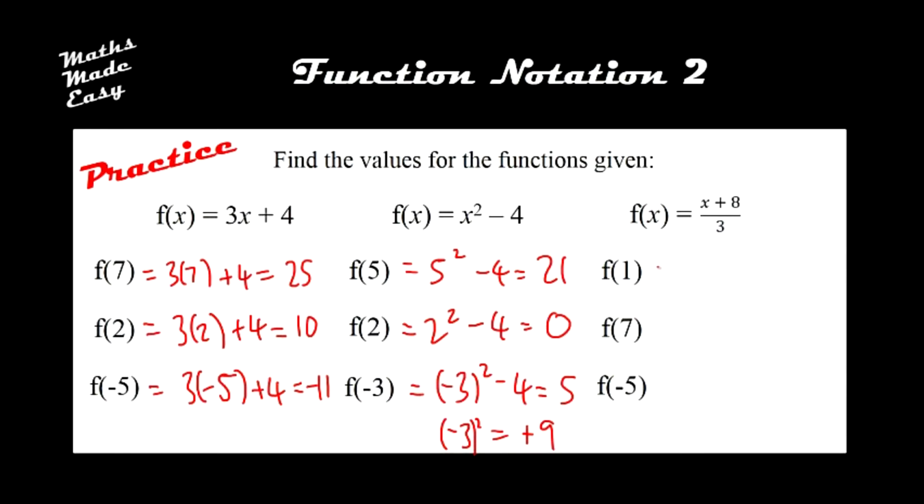And the final question here, we've got f of x is x plus 8 over 3. So for the first one we've got 1 plus 8 over 3. Well, 1 plus 8, that's 9, over 3 is 3. This one we have 7 plus 8 over 3. 7 add 8 is 15, divide 3 is 5. And finally negative 5 plus 8 over 3. Negative 5 plus 8 is 3, and 3 divided by 3 is 1.